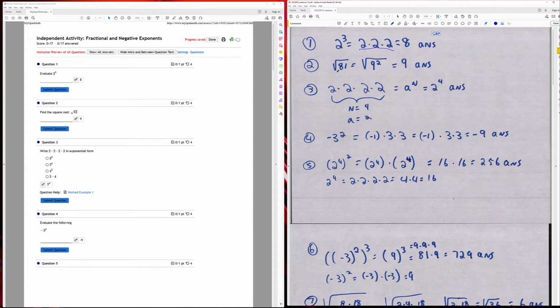The next one here, question 2, find the square root. So I rewrote that as 9 squared. Square root of 9 squared is 9.